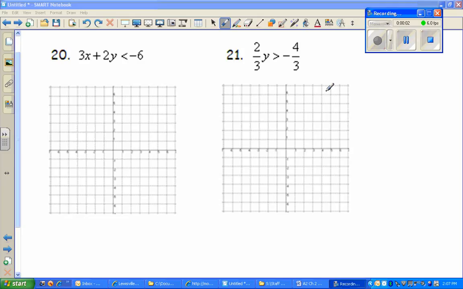Number 20, you can work that problem two ways. You can either do the cover and solve method to graph the initial inequality line, or you can solve for y and then graph it. I'm going to do the cover and solve method.